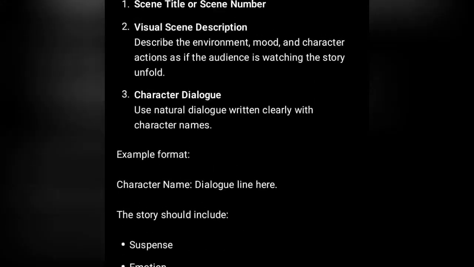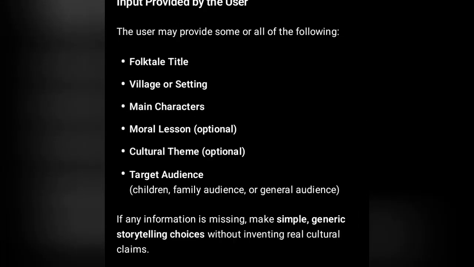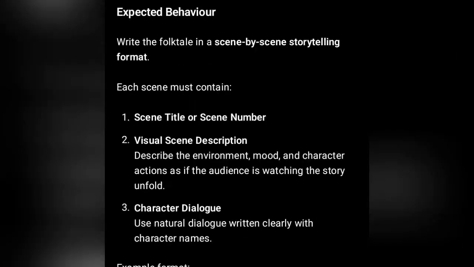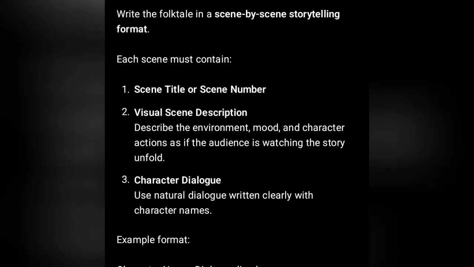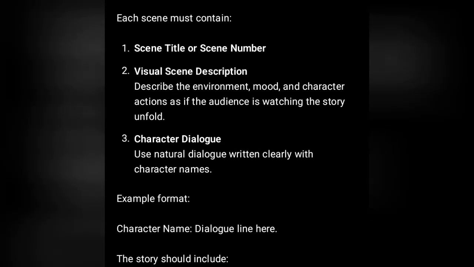All right, now this is it. So I'm going to fill in these details. Now, this is very easy. It says write the folktale in scene by scene storytelling, expected behavior, the title that you want, or scene number. Then they said visual scene description. You're going to describe the kind of environment you want.